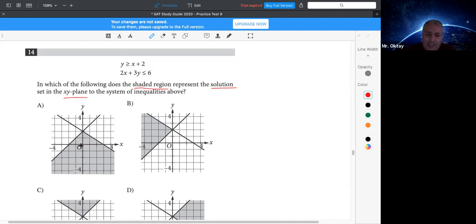For example, if this is the correct one, then 0, 0 is in the solution. This is not a solution. This shaded region is the solution. So 0, 0. Let's check together. 0, 0. So 0 is greater than or equal to 0 plus 2. 0 is greater than or equal to 2. What do you think? Is it correct? Yes, no?